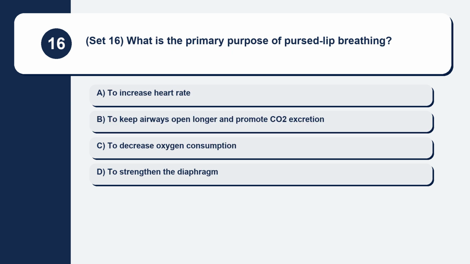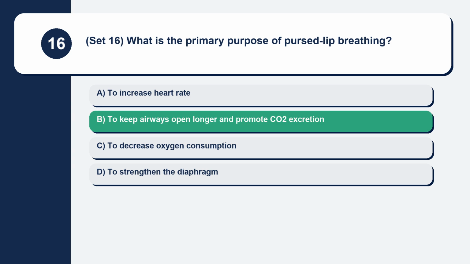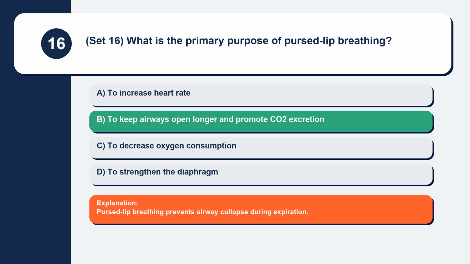Question 16. Set 16. What is the primary purpose of pursed lip breathing? To increase heart rate, to keep airways open longer and promote CO2 excretion, to decrease oxygen consumption, to strengthen the diaphragm. Pursed lip breathing prevents airway collapse during expiration.